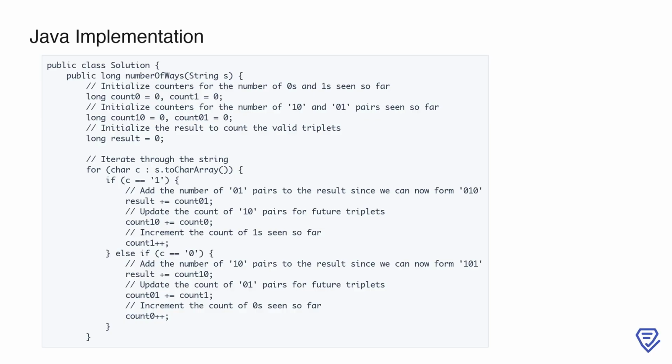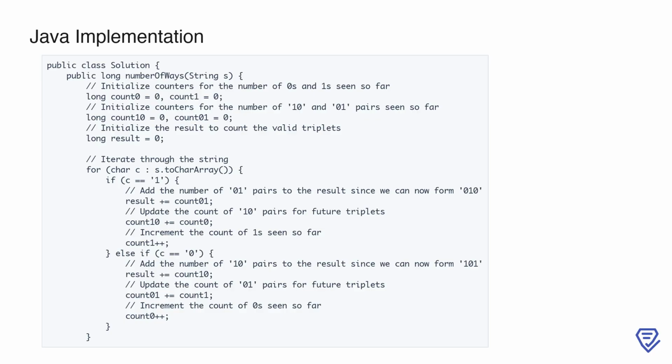Next, we iterate through each character in the string using a for-each loop. If the current character is 1, we add the number of 01 pairs to the result, as appending this one allows us to complete 010 triplets. Then, we update count10 by adding the current count0, as this one can form new 10 pairs with all previously seen zeros. Lastly, we increment count1 to reflect that another one has been encountered.